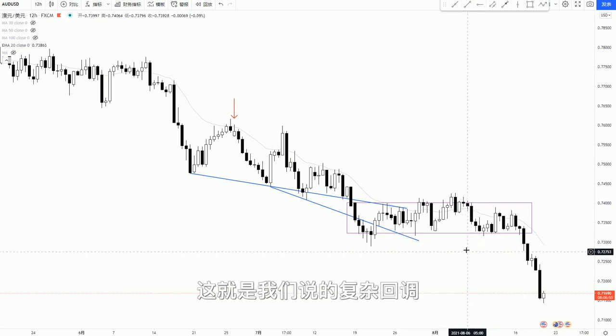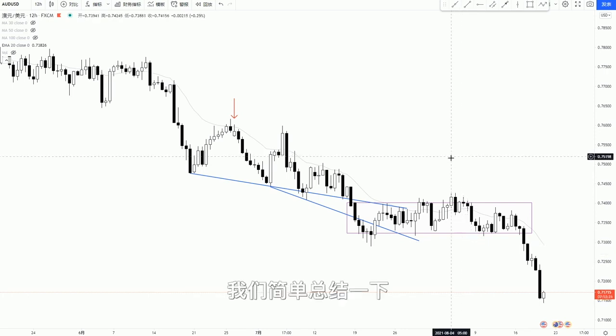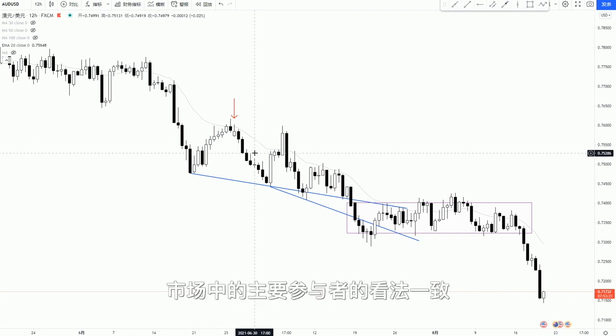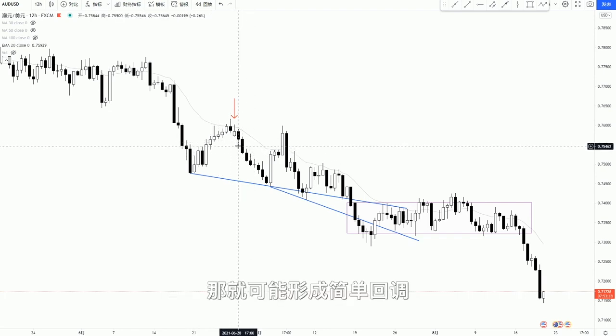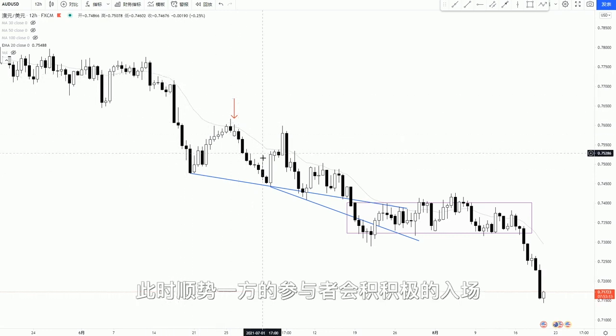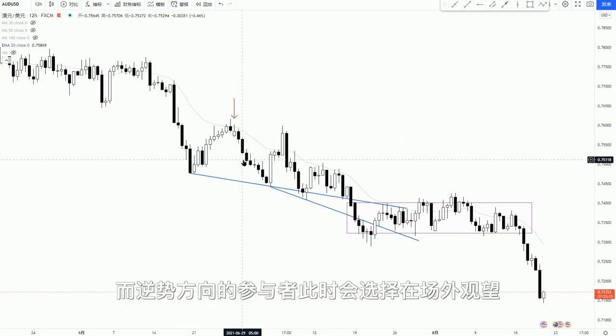So just to summarize, if the direction of the price movement is clear and the major players in the market are on the same page, then you can have a simple correction where the players on the right side of the market are going to enter aggressively, and the players on the wrong side of the market are going to sit on the sidelines.